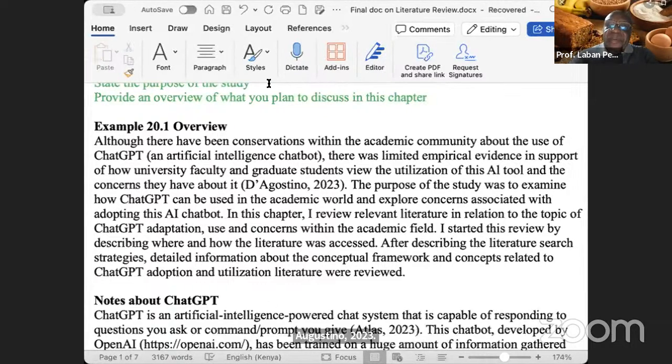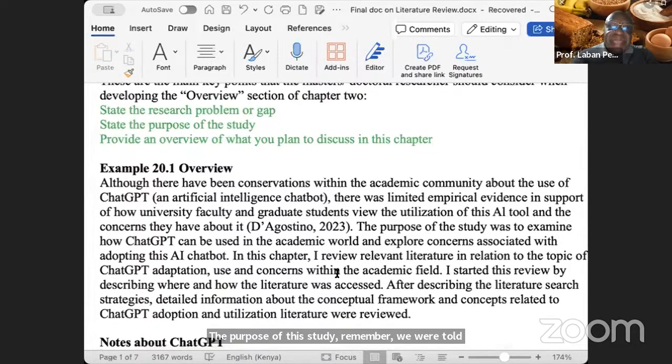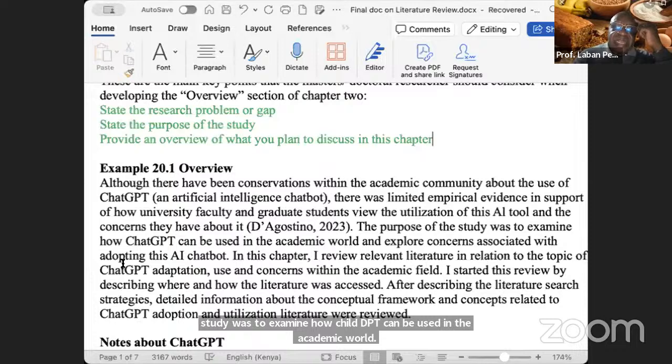The purpose of this study, remember, we were told to bring in the purpose of this study, was to examine how ChatGPT can be used in the academic world and explore concerns associated with adopting this artificial intelligence chatbot.